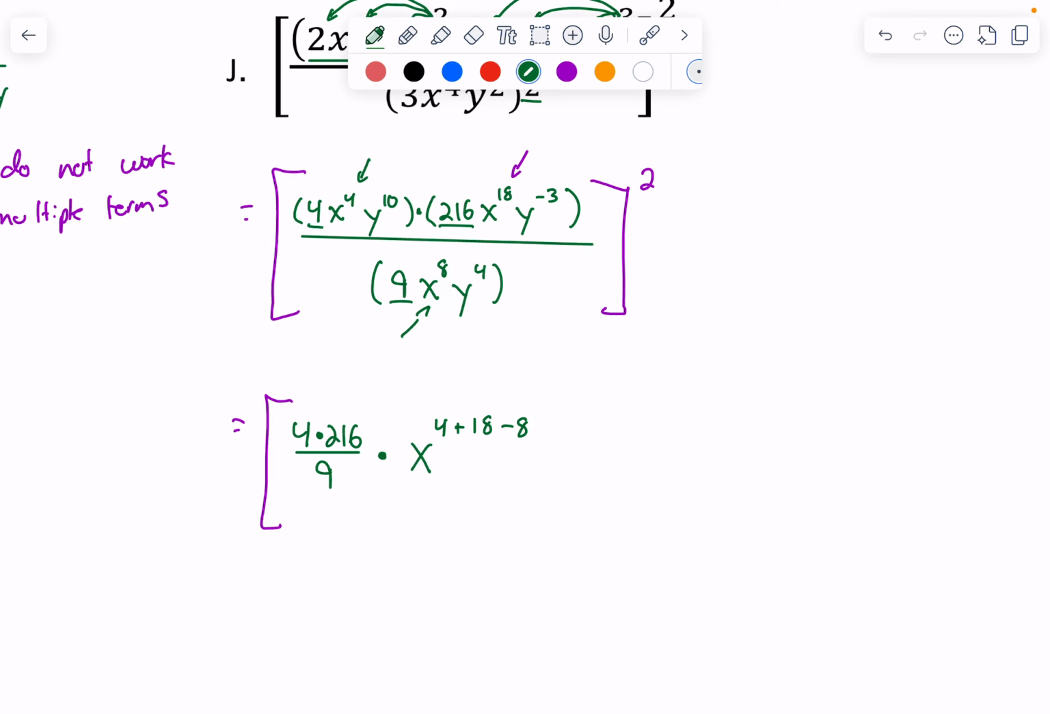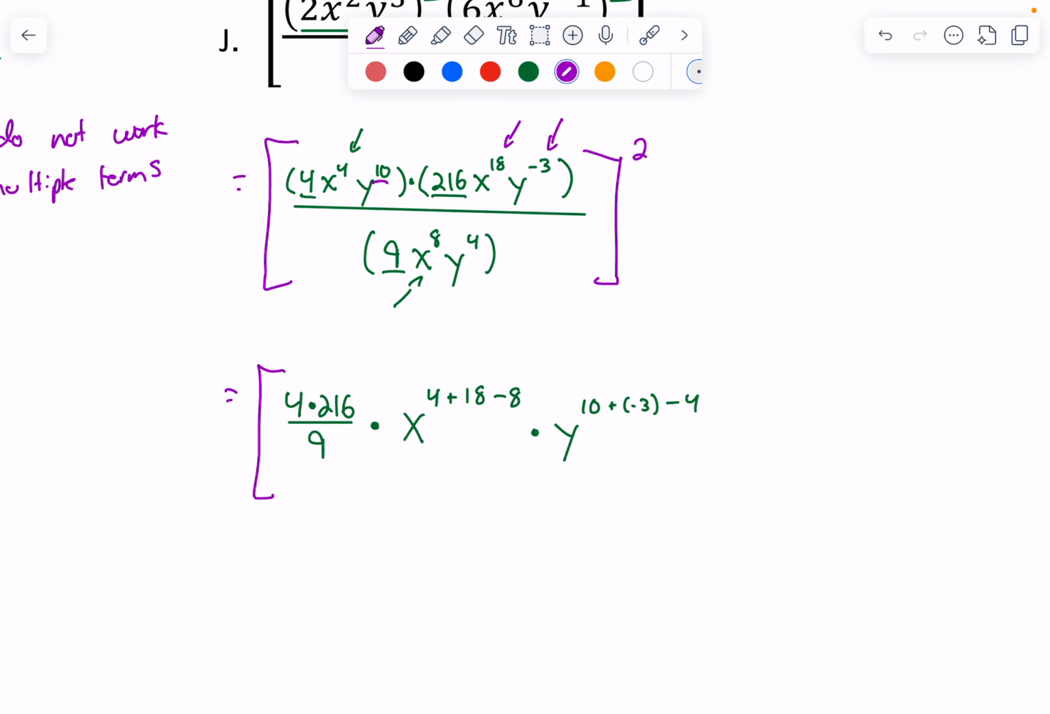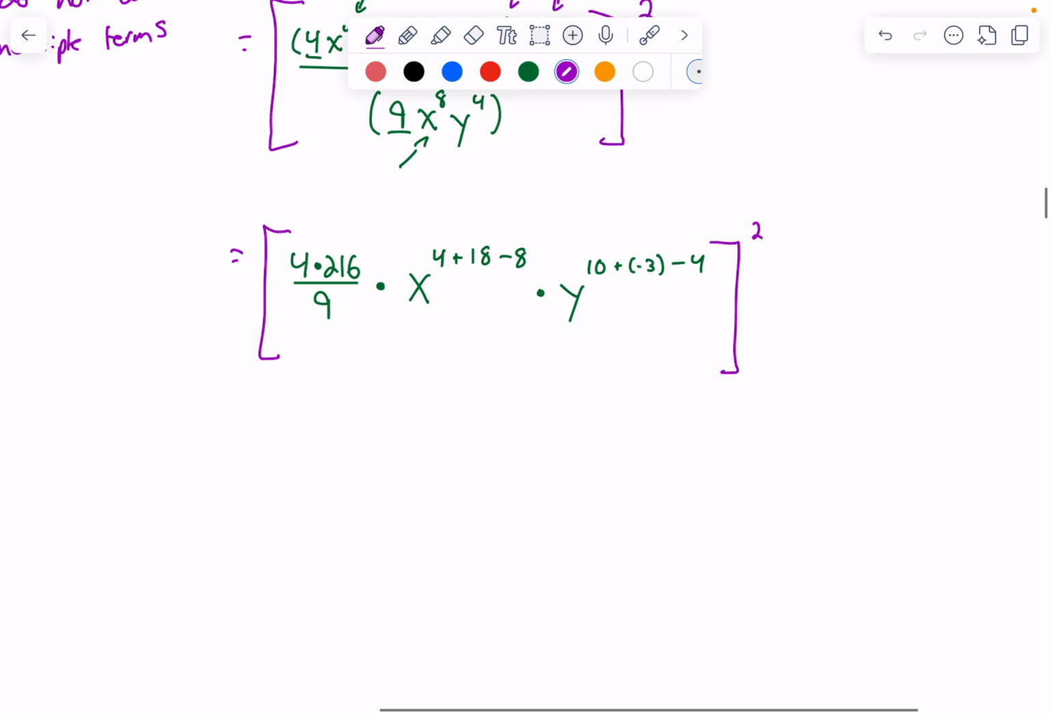And then do the same for your y's. So we have 10 y's up top, this first one right here. And then we are adding -3, because those y's are being multiplied up top. And then you're taking away the 4 that are on the bottom. And then don't forget, this whole thing is still being squared here. So I will 100% need a calculator for that coefficient.